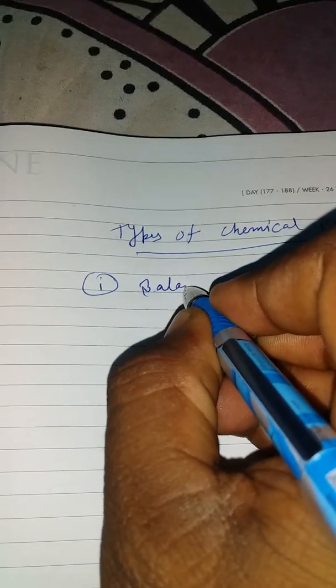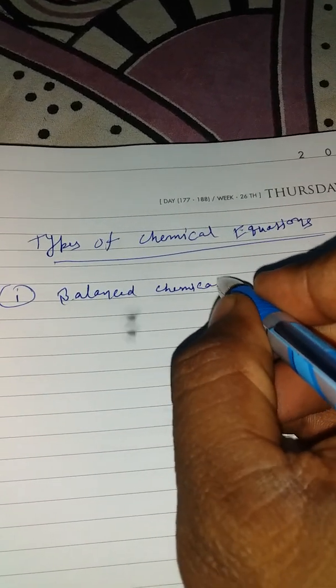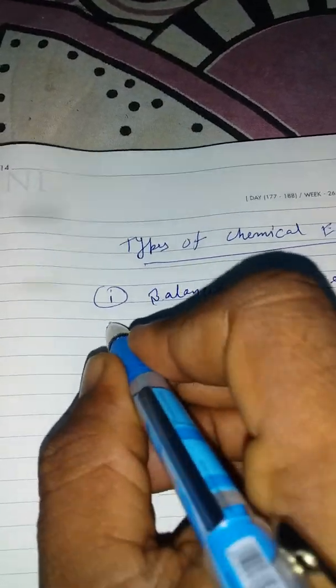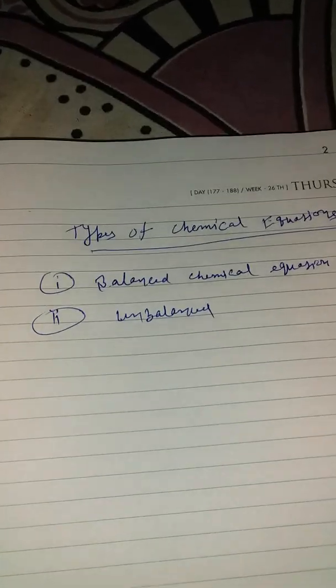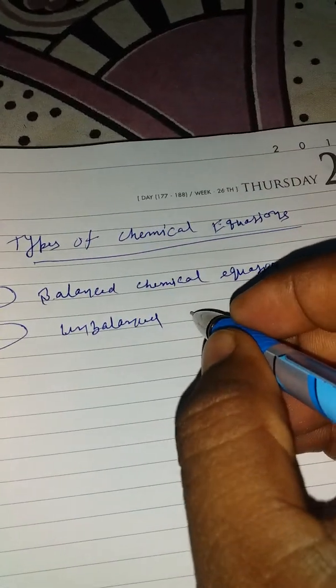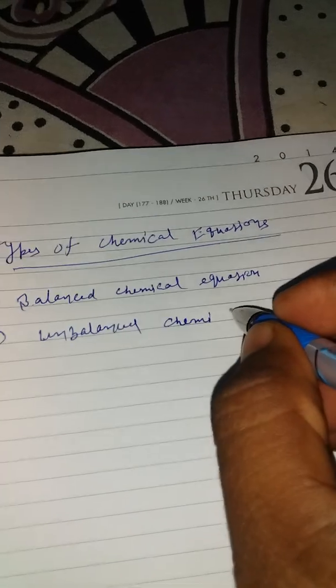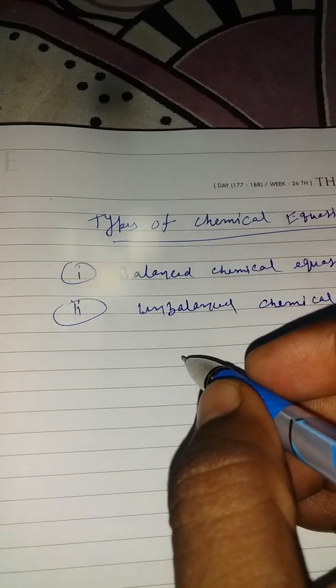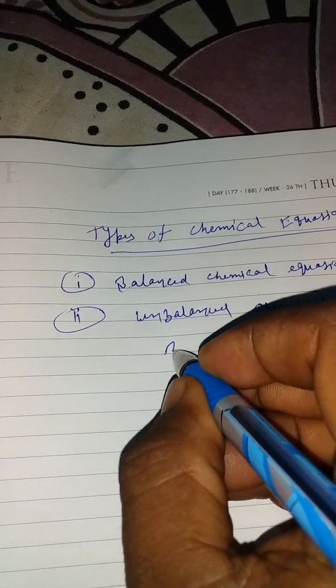There are two types of chemical equations. One is balanced chemical equation and the other is unbalanced chemical equation. So the question is, what is a balanced chemical equation?